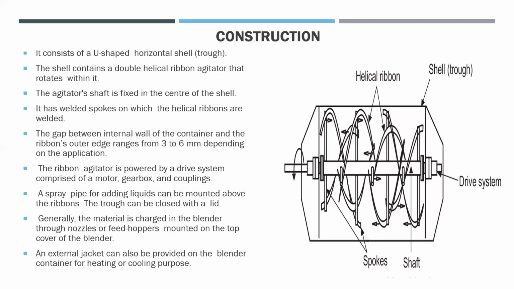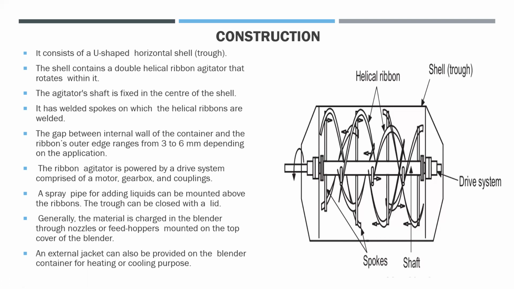A spray pipe for adding liquid can be mounted above the ribbon. So in this ribbon blender, a spray pipe is used for adding the liquid, mounted above the ribbon, and the trough is closed with the lid.